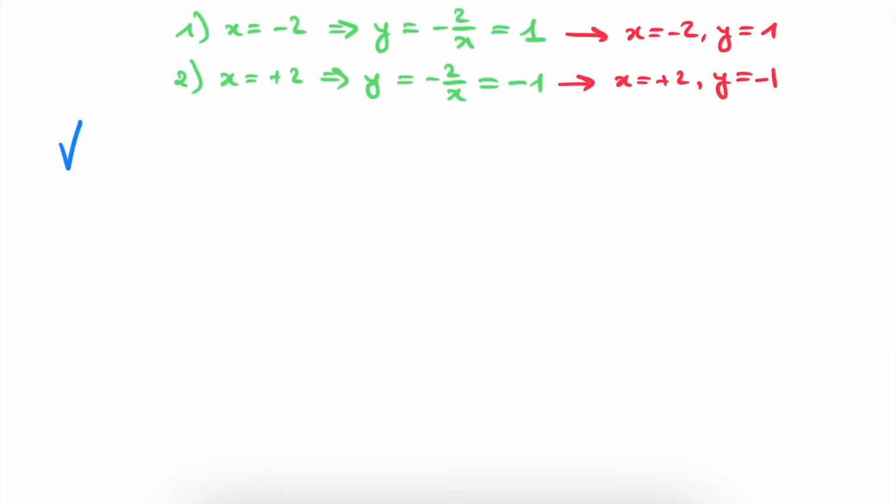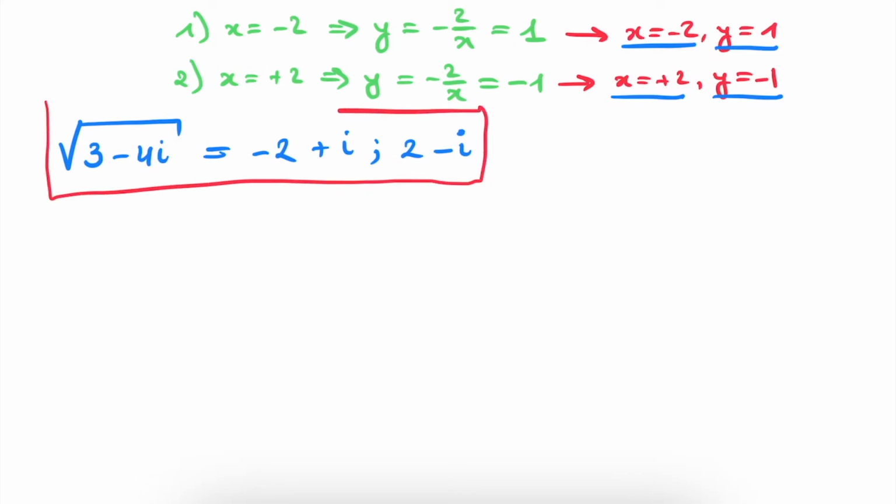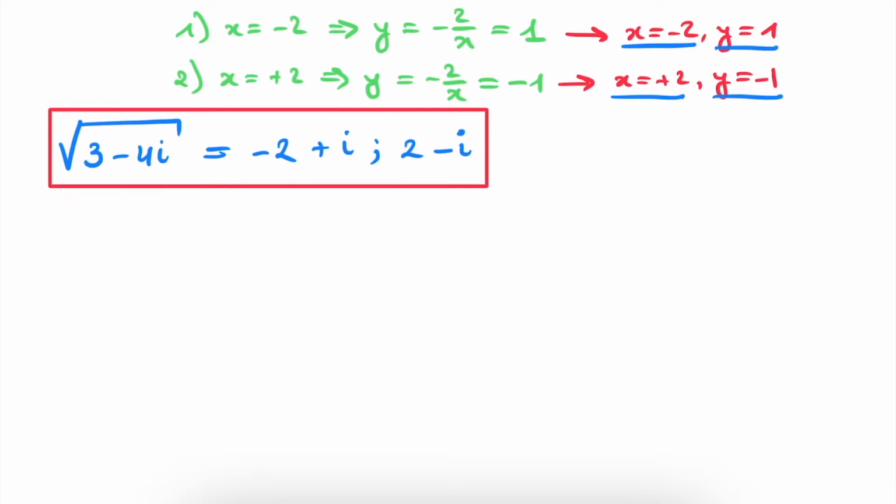So our original exercise was the square root of 3 minus 4i. And let's now see what this becomes. The first solution of the square root is equal to minus 2 plus i, because we know that x is minus 2 and y is equal to 1. And it has a second solution being 2 minus i, which of course comes from these solutions right here. And this is the definitive answer for the question what the square root is of 3 minus 4i. It's basically two solutions, the complex number minus 2 plus i and the other complex number 2 minus i.